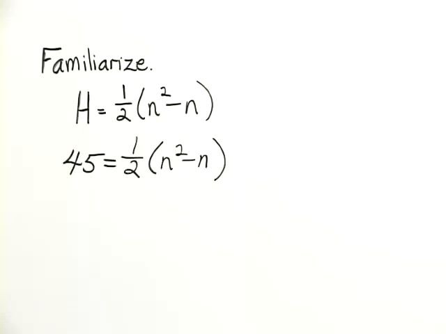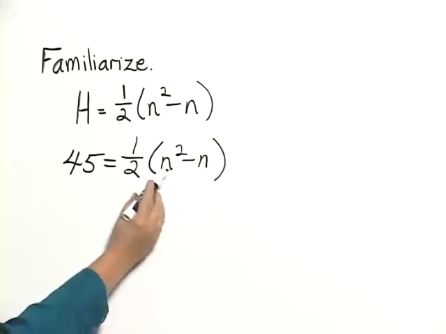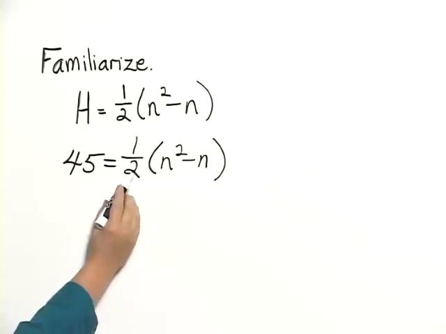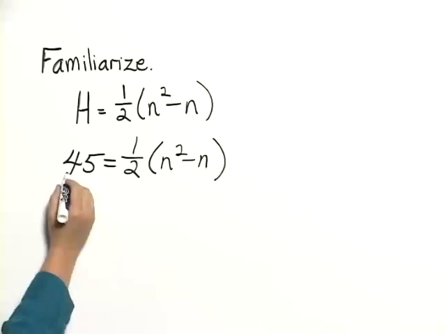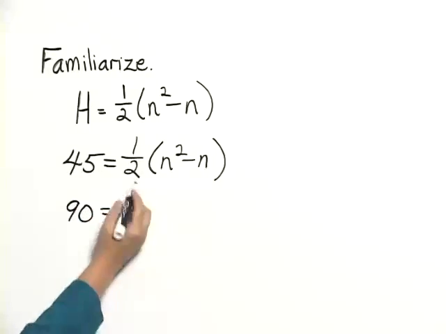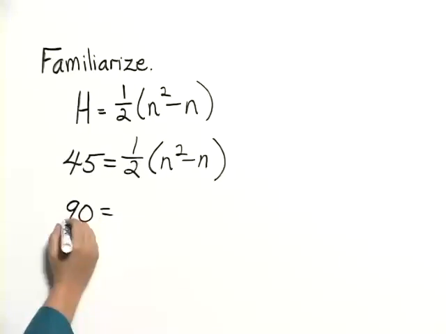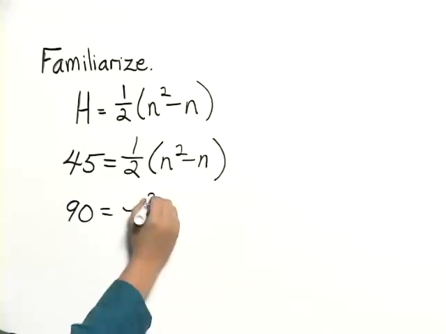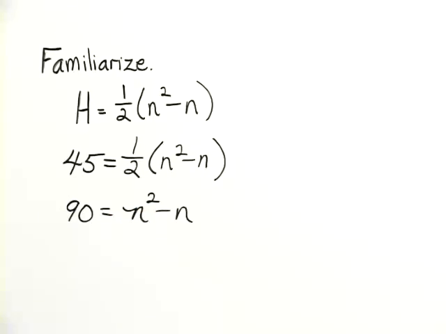We now move to the third step, which is carry out. In this case, we want to solve the equation. The best first step would be to clear fractions by multiplying both sides of the equation by 2. When we do that, we have 45 times 2, which is 90. And on this side, we have 1/2 times 2, which is just 1. So we have 90 equals n squared minus n.